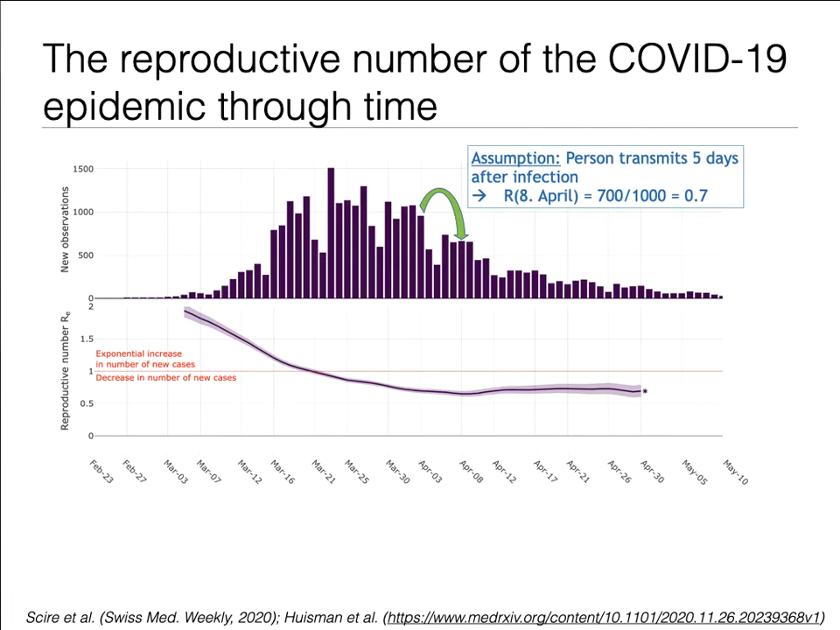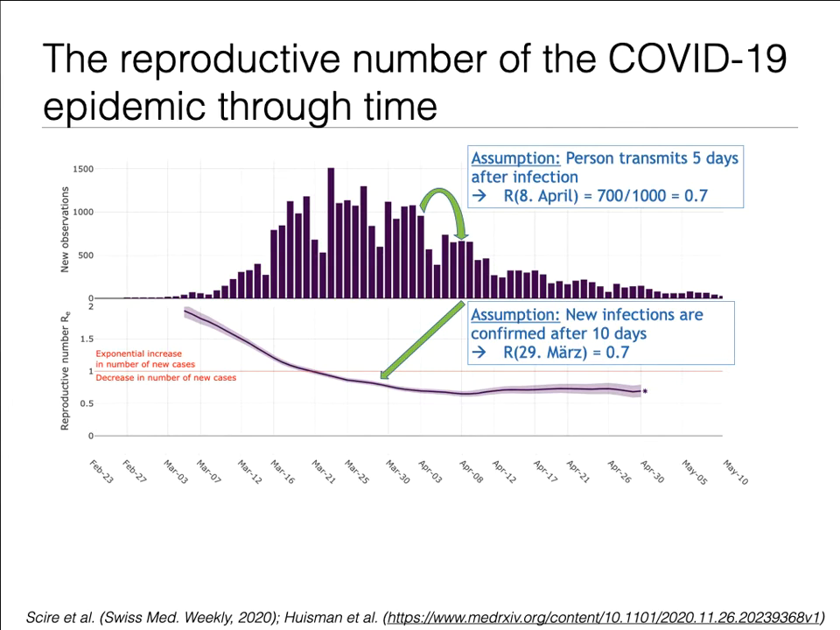Now, the people who were confirmed on April 8th did not get infected on April 8th. At that time, roughly a person was reflected in the statistics 10 days after they actually were newly infected. So the reproductive number would be 0.7 10 days earlier, namely the 29th of March.